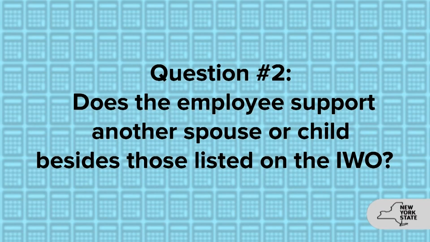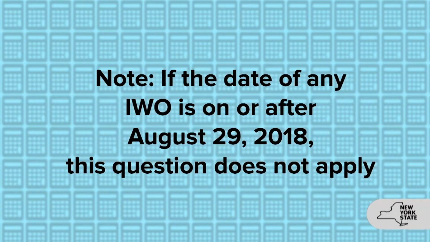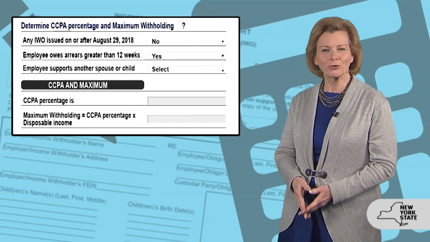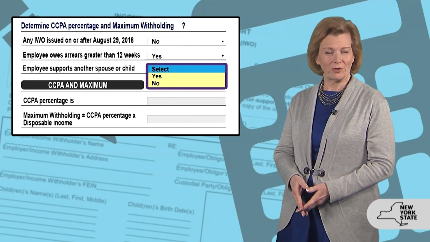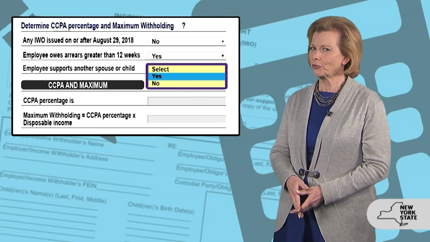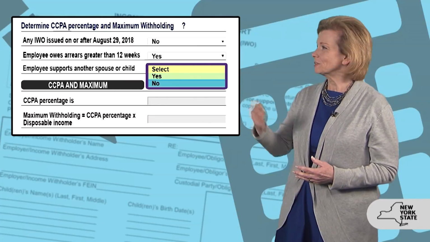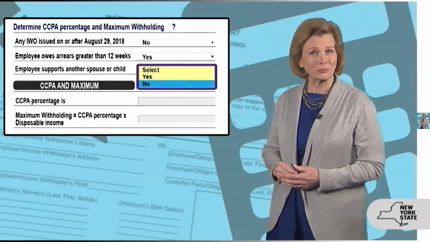Question 2. Does the employee support another spouse or child besides those listed on the IWO? Note, if the date of any IWO is on or after August 29, 2018, this question does not apply. To answer this question, look to see if the employee has other income withholding orders. If so, then answer Yes. Otherwise, contact the employee for this information. In our example, select No in the drop-down menu.